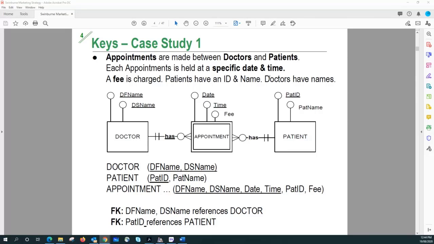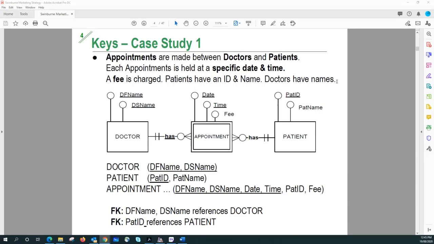So very easy. What we can do is go through the 9 steps, and first identify the strong entities. When you read this narrative, you may have realized there are 2 strong entities, right? One is the doctor, one is the patient. Doctors can have many appointments with the patients, and a patient can have many appointments with the doctors. That is what it implies in this narrative. It also says patients have IDs and names, and doctors have names. Now here they haven't mentioned any ID for the doctors, so it just mentioned doctor names, right?